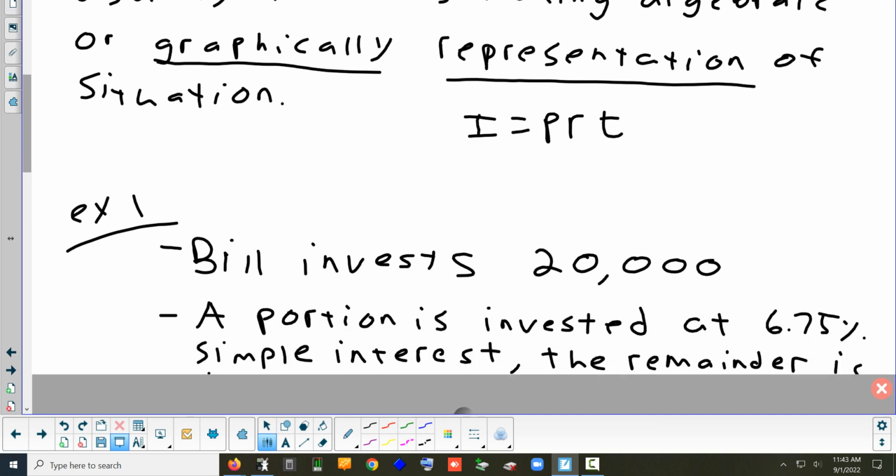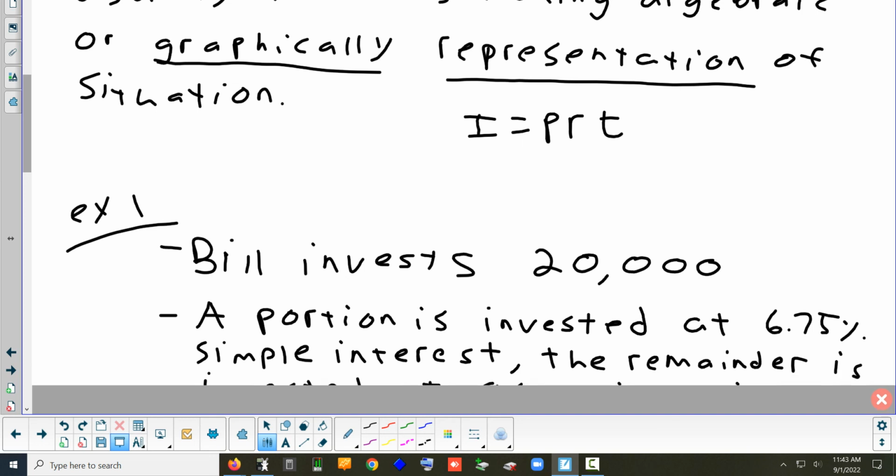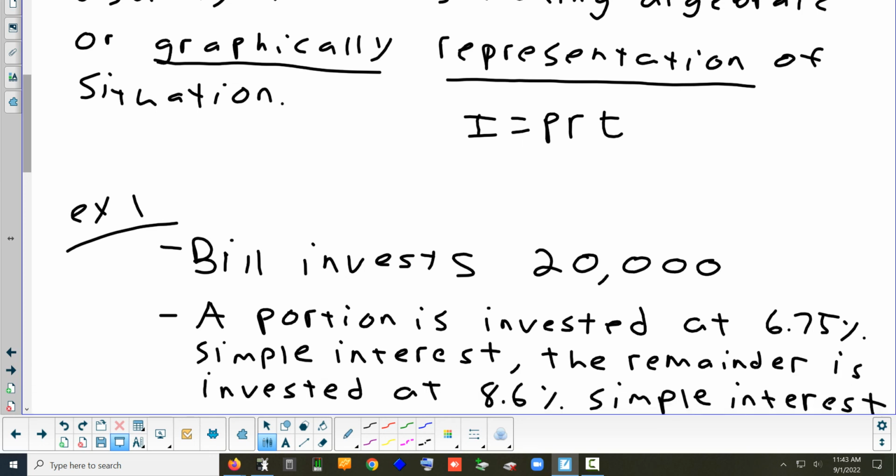So Bill has two different investments that he can put money into. One of the investments pays 6.75% interest, and the other one pays 8.6% interest. Now obviously the higher percentage is better for him because he makes more money. So he's going to choose to put some money in one of them and some amount of money in the other. Now, you might say, why doesn't he just put all the money in the 8.6 account if that's going to pay higher interest than the other one?